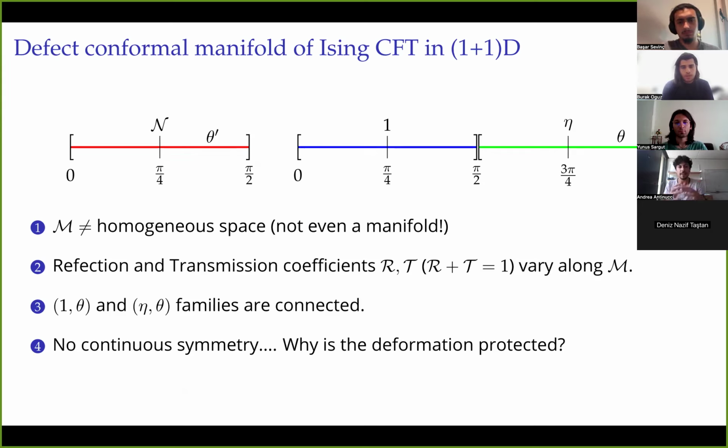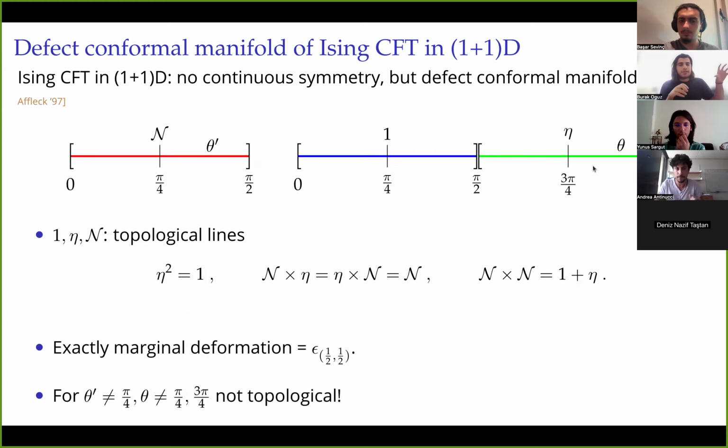So again, can I ask a question? Sure. In the previous slides, where you were considering the U(1) symmetry and obtained the conformal manifold as S1, you had an invertible symmetry, but in the case of Ising, we have a non-invertible symmetry. Is that the cause of this non-homogeneity? You will see that it's related to that, but it's not exactly that, because here the non-invertible symmetry of the Ising model is not a continuous symmetry.